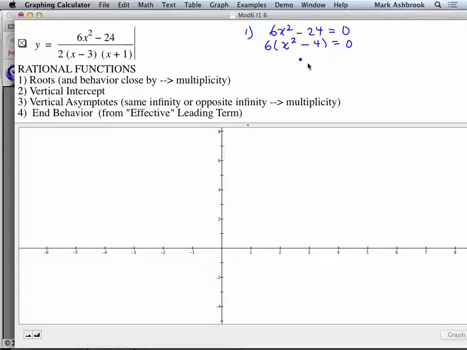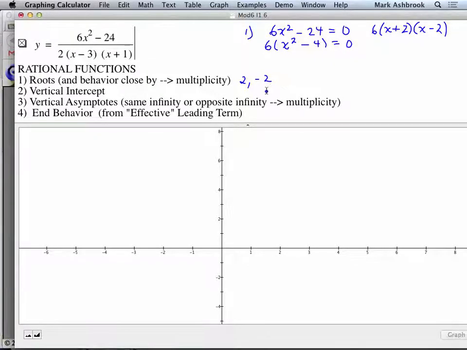So how does x squared minus 4 factor? x plus 2, x minus 2. So we could rewrite our numerator this way in the factored form for that polynomial: 6 times x plus 2, x minus 2. Clearly the roots are 2 and negative 2.